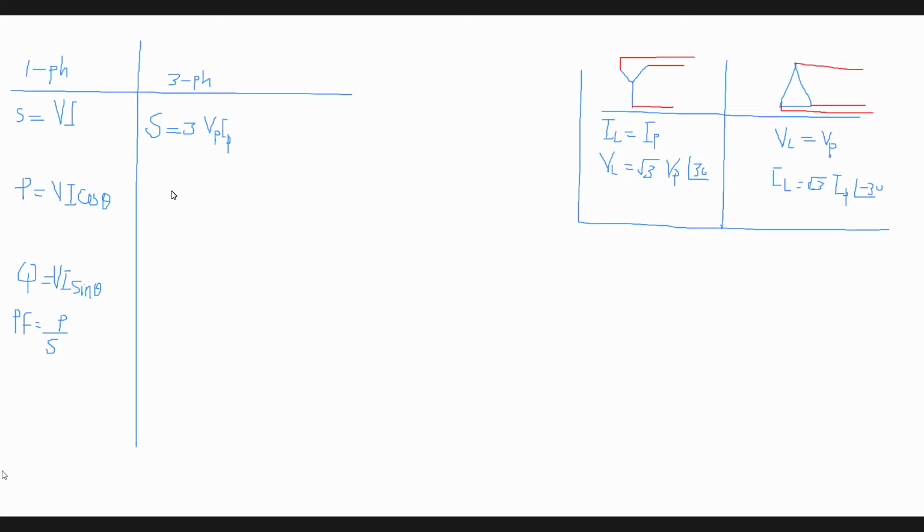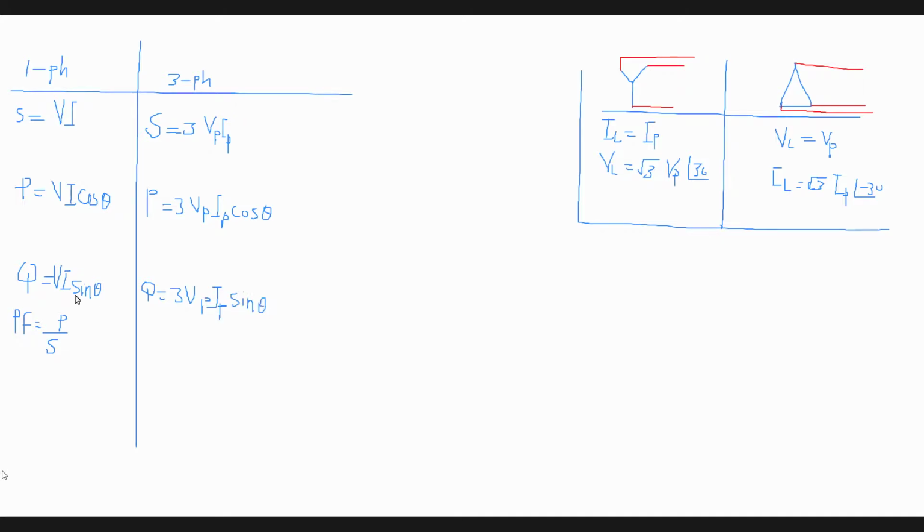to the phase B and C. P is 3, V phase, I phase, cosine theta. So just multiply by 3. Q is the same thing, 3, V phase, I phase, sine theta.